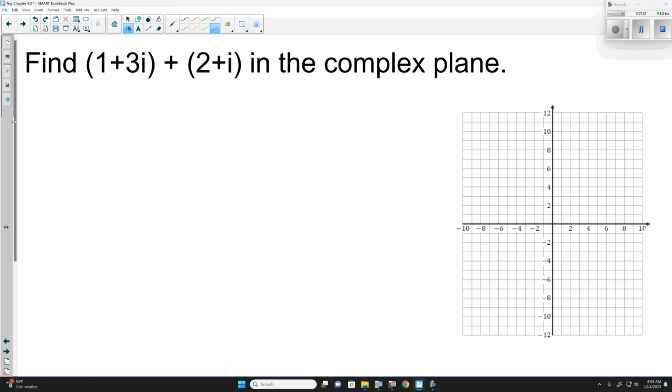Now, what we're using for this to find it in the complex plane is vectors. Vectors are what we're going to use. So I'm going to show you how to do this with vectors and then just how to straight add them. Because unfortunately we didn't get to the section on vectors. That was chapter 3, which we ended up having to just skip completely to get to this chapter.